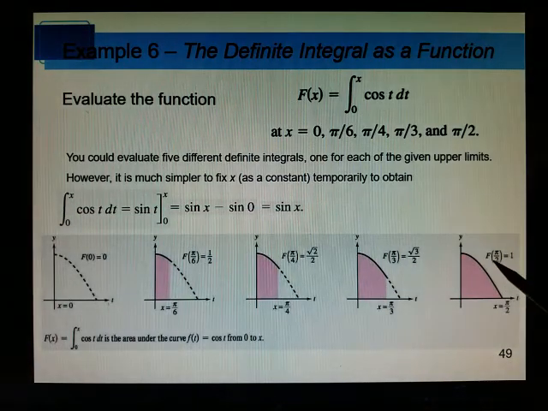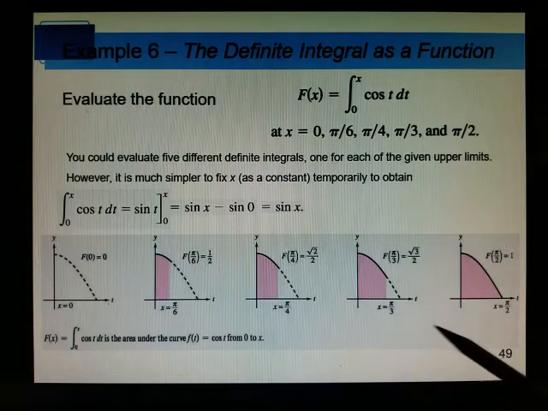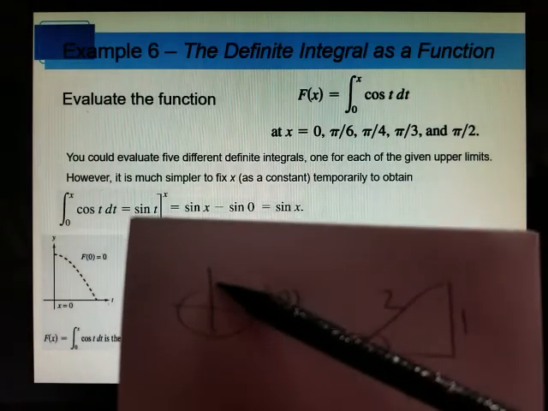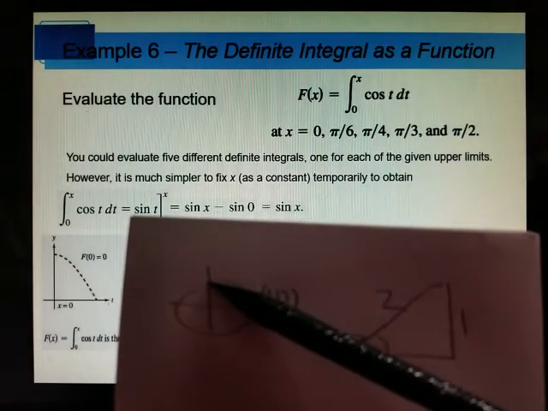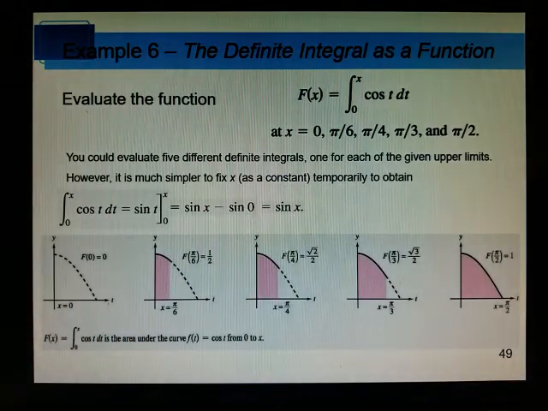And then we needed the sine at pi/2. That's the sine up top at 90 degrees on the unit circle. So the sine up here on the unit circle would be 1. Therefore, that was a 1 for that final answer.